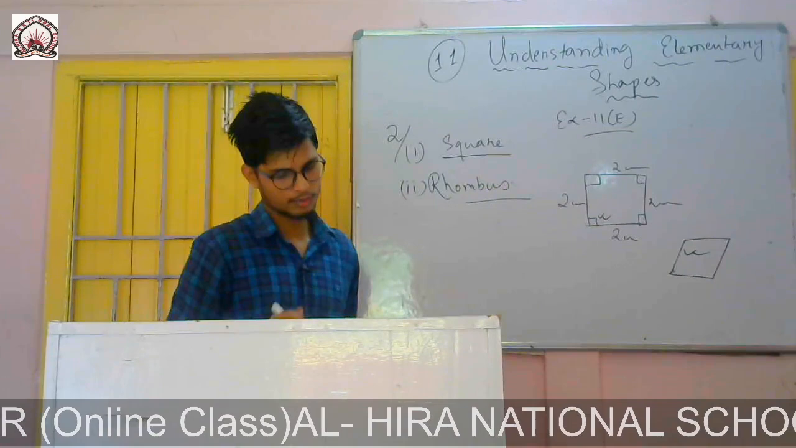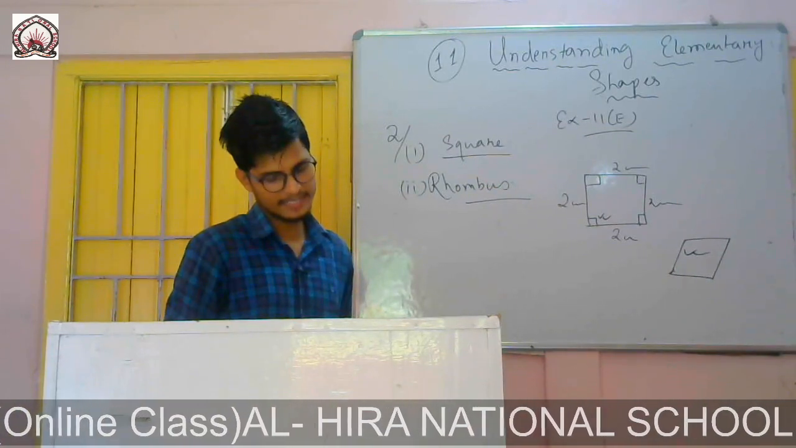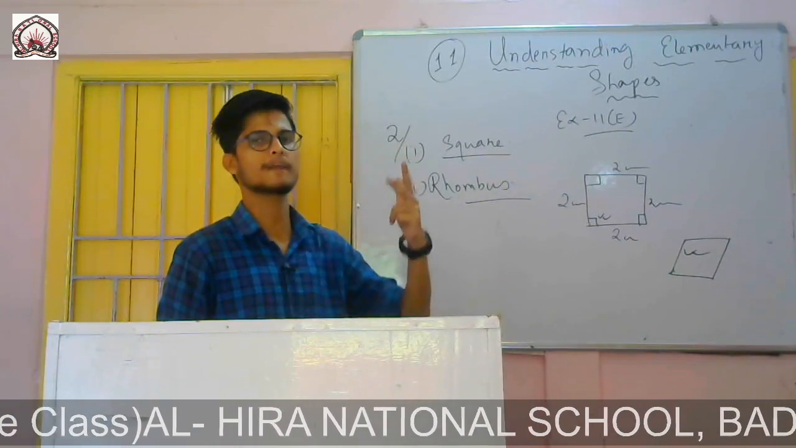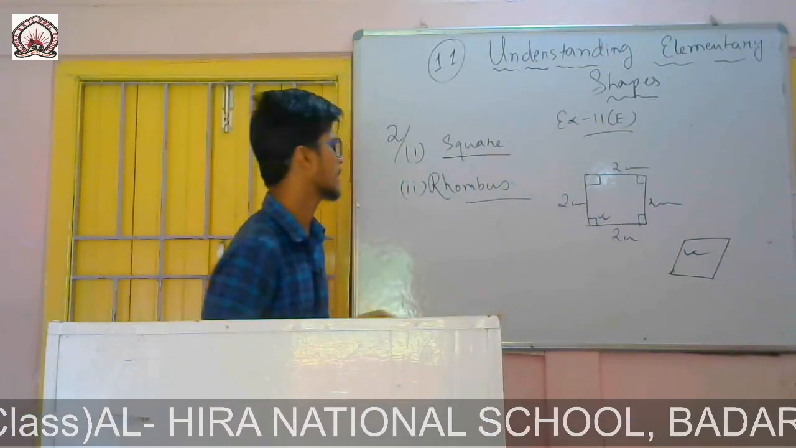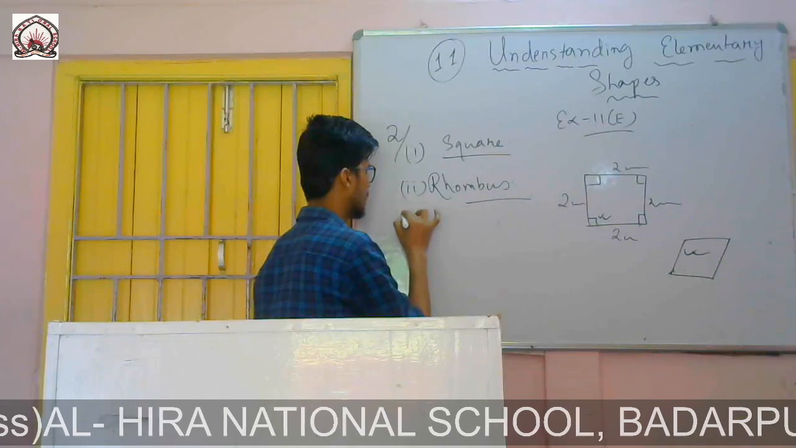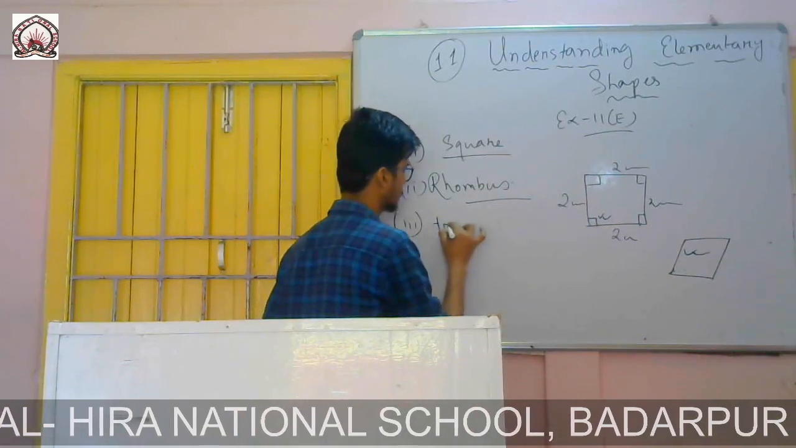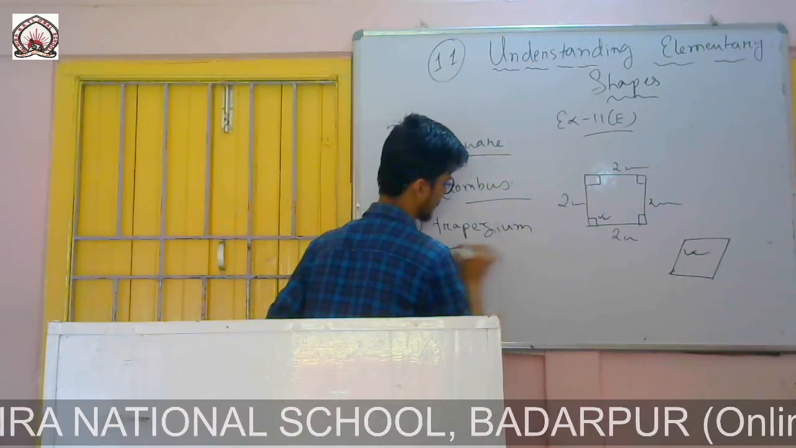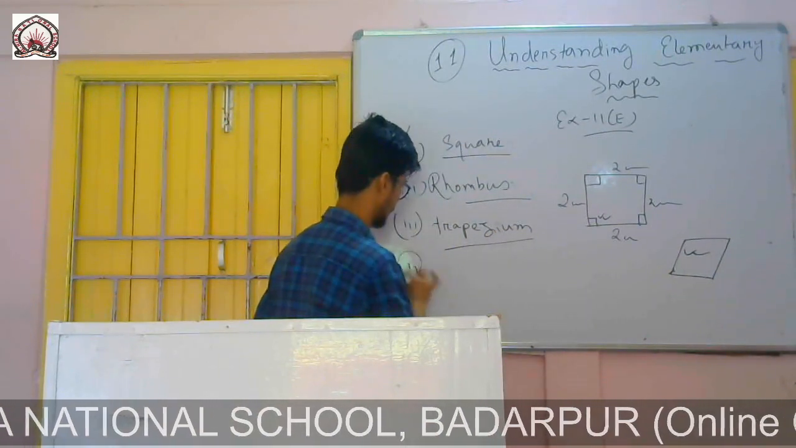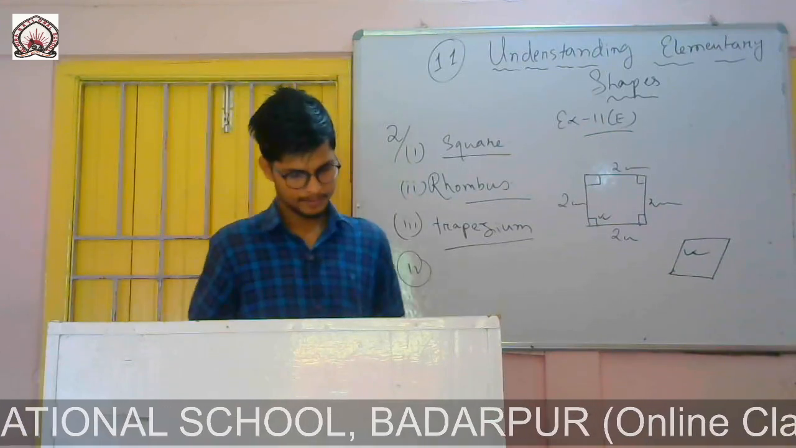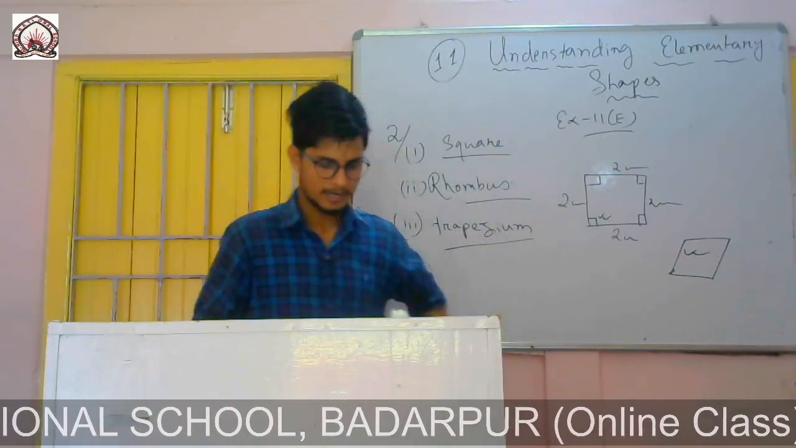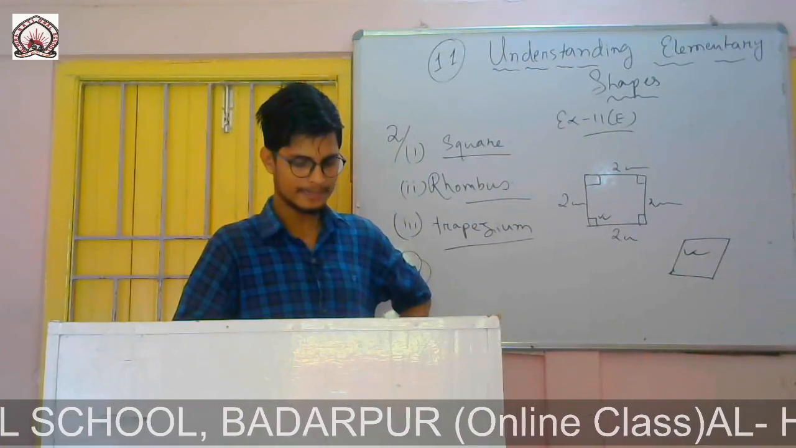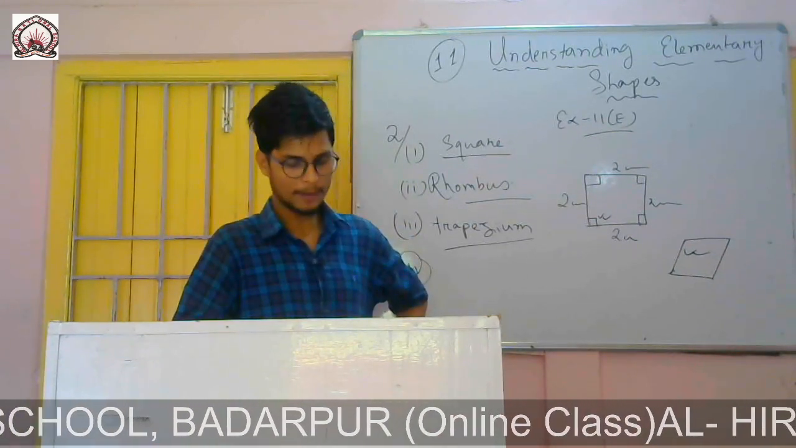Then question number 3, a quadrilateral with exactly two sides parallel, only two sides are parallel. In case of trapezium only two sides are parallel. So Roman number 3 answer will be trapezium.